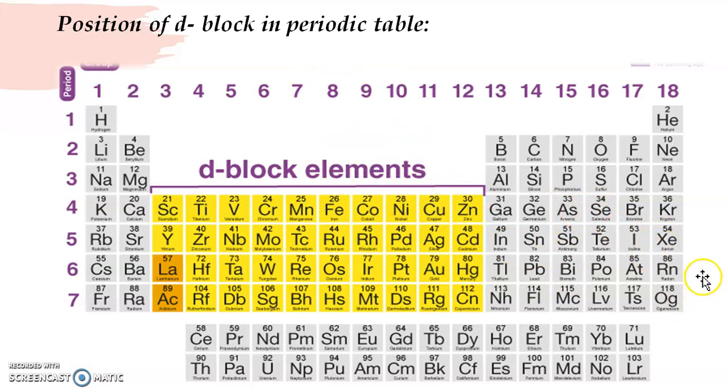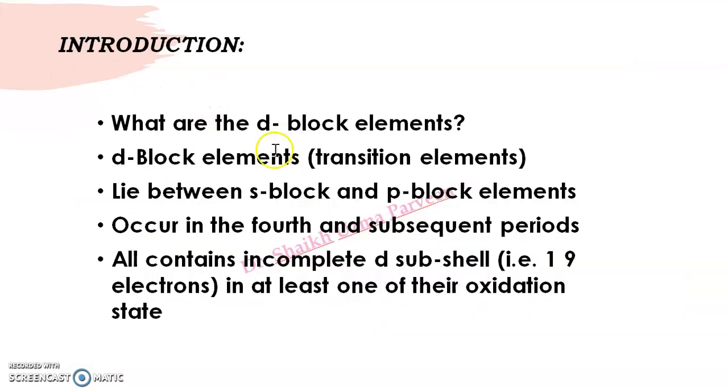So now we have discussed what are the D block elements and what are the transition elements, and these D block elements lie between S block and P block elements, and they occur in the 4th and subsequent periods, and all contain incomplete D subshell.